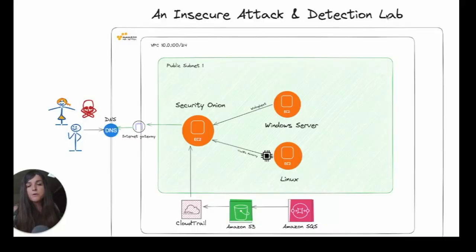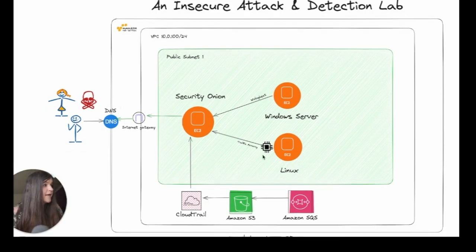Let's get started with setting up the Security Operations Center in AWS by going over an overview of this insecure attack and detection lab. For an overview of this cybersecurity course for beginners, by building out a Security Operations Center, or SOC, in AWS, we're going to create an insecure environment. We're going to create a virtual private cloud in AWS. This is also called a VPC.